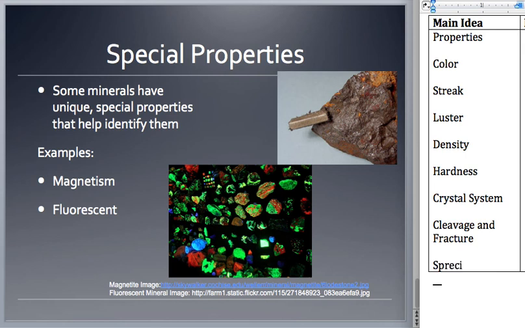And our last thing that we can use is kind of a catch-all, and we'll call these special properties. Special properties are things like magnetism. Is it magnetic? Is it fluorescent? Does it glow under ultraviolet light? Most minerals don't have these that apply to them, but every now and again you'll have things like magnetite, which is magnetic, which can really just quickly help you figure out what that mineral is.